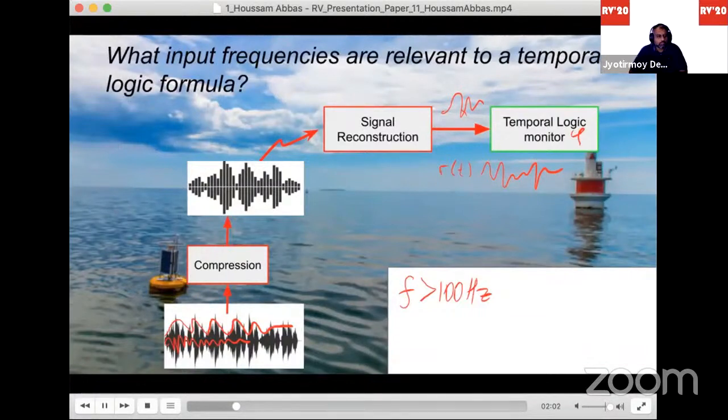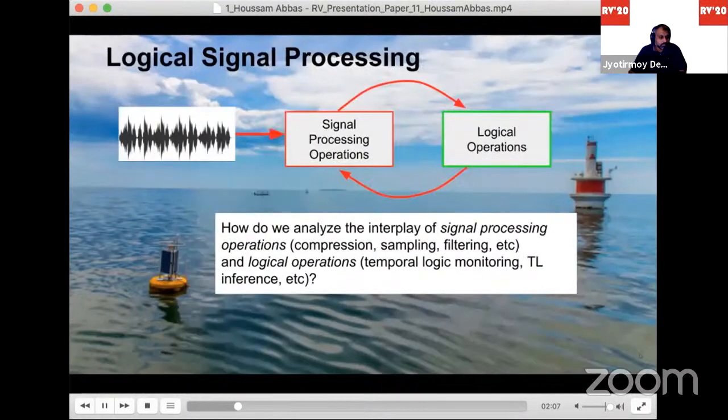Now, this question about frequency is an example of a broader question I'm interested in, which says, in cyber-physical systems, you have an interleaving of signal processing operations like compression, sampling, filtering, enhancement, denoising, etc., and logical operations like temporal logic monitoring. And I'm really interested in understanding how we can analyze the interplay between these two types of operations, which is the project I call logical signal processing.